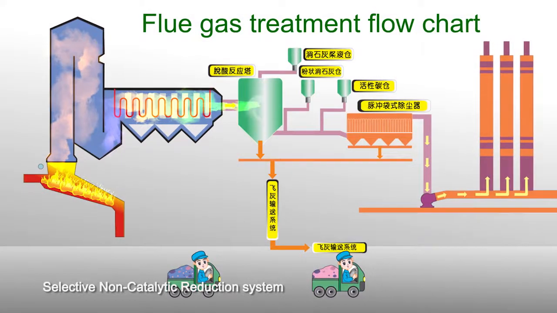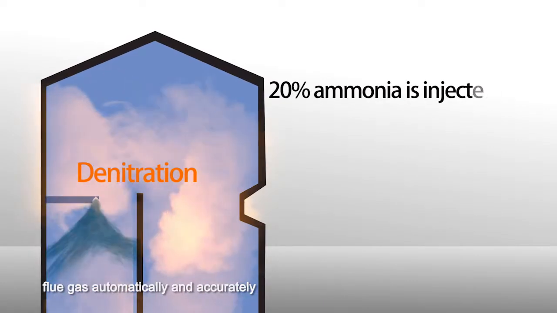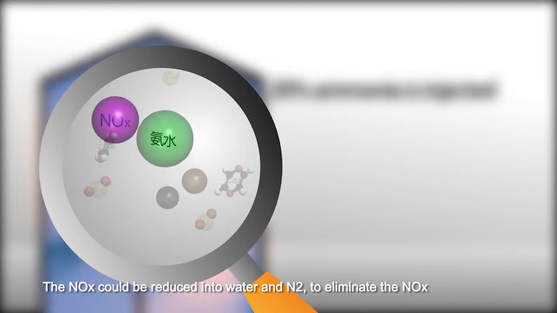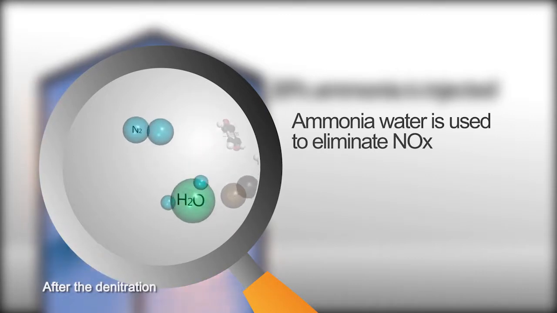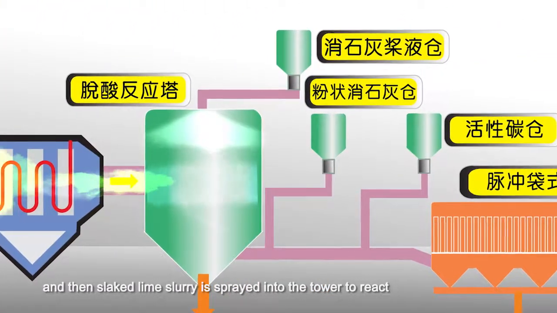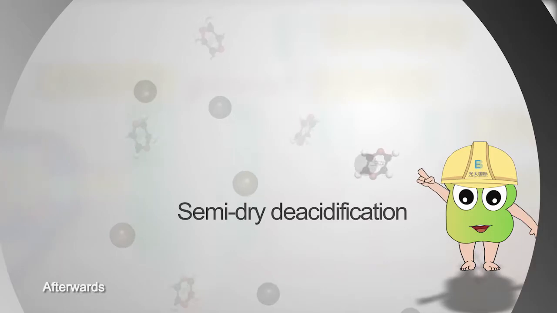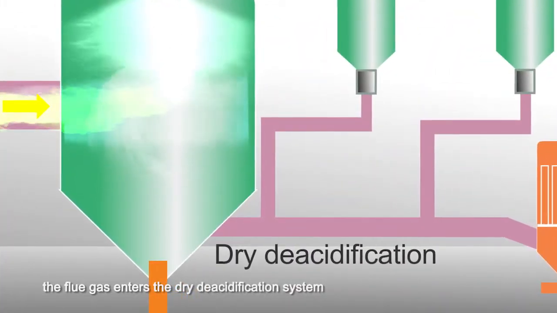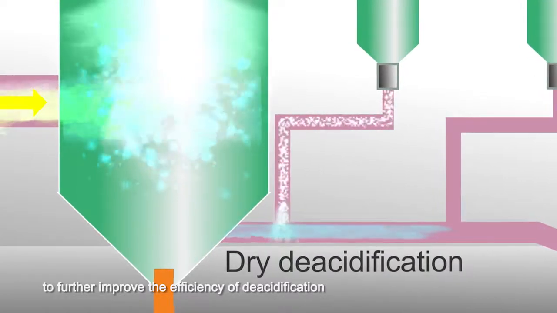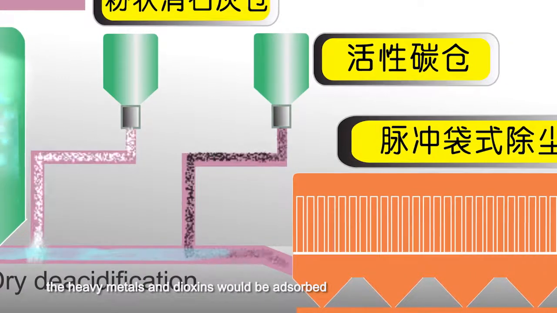Selective non-catalytic reduction system. 20% ammonia is injected into the high-temperature flue gas automatically and accurately. The NOx could be reduced into water and N2 to eliminate the NOx. After the denitration, the flue gas enters a semi-dry deacidification reaction tower, and then slaked lime slurry is sprayed into the tower to react with the acidic gas. Afterwards, the flue gas enters the dry deacidification system and the acids react with lime powder again to further improve the efficiency of deacidification. When the flue gas gets in the activated carbon spraying zone, the heavy metals and dioxins would be absorbed.